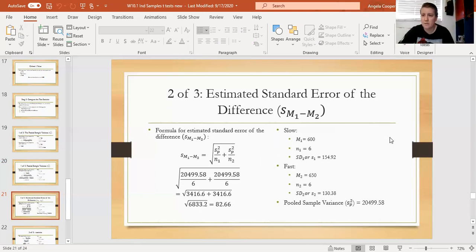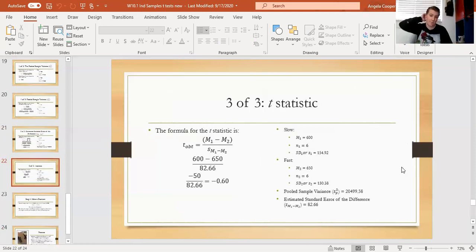Not too bad. All right. Guess what? Now we're on the last step. And this, thank God, is the easiest one, the t-statistic, because we paid our dues with steps 1 and 2 of finding this.